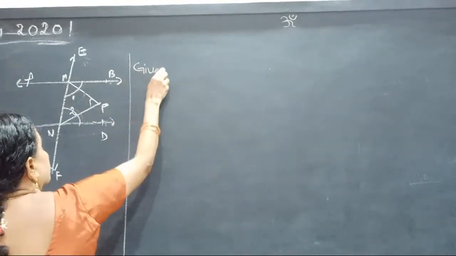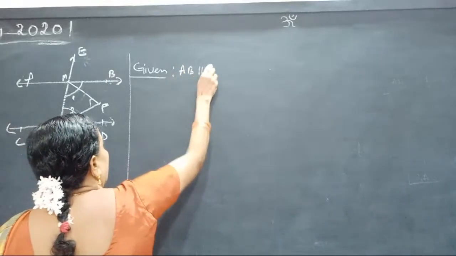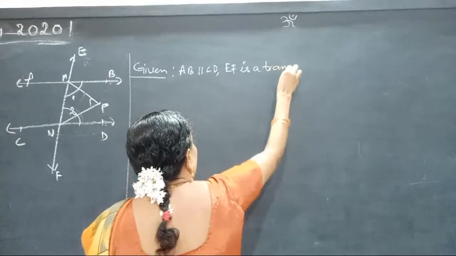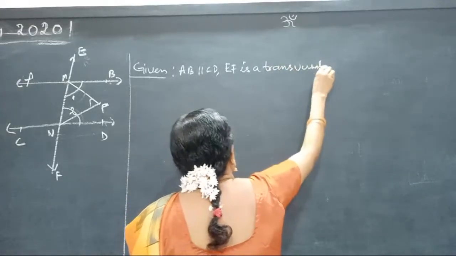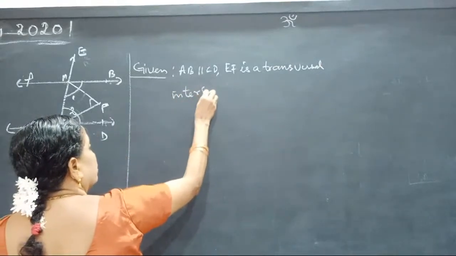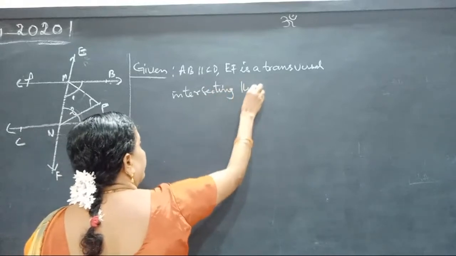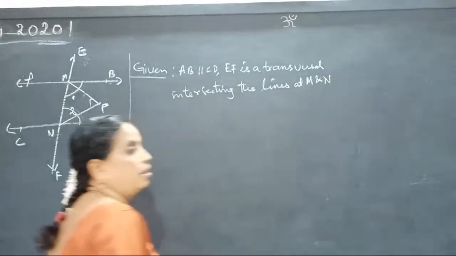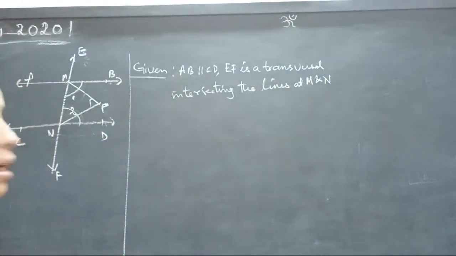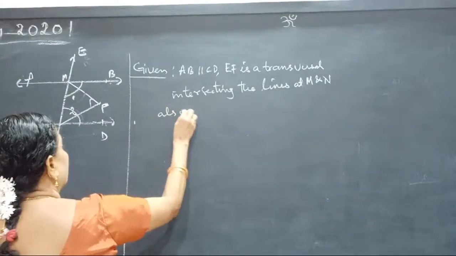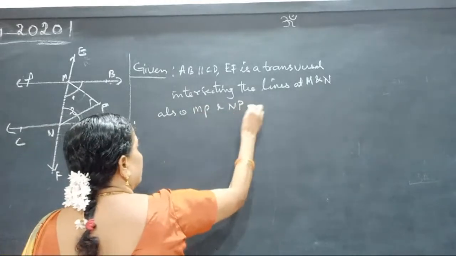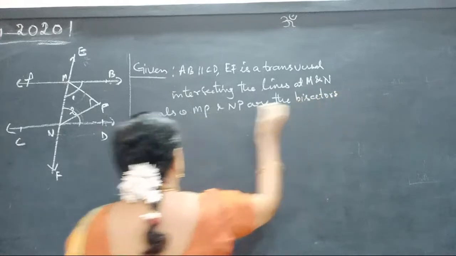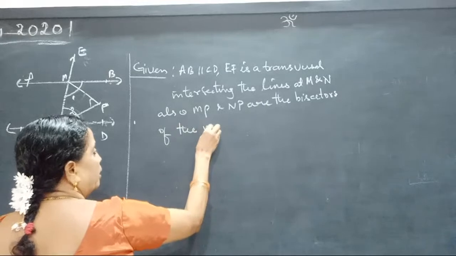Given, come on, write. Given AB parallel to CD, EF is a transversal intersecting the lines at M and N. It is intersecting the parallel lines at M and N. To prove also, MP and NP are the bisectors of the interior angles.